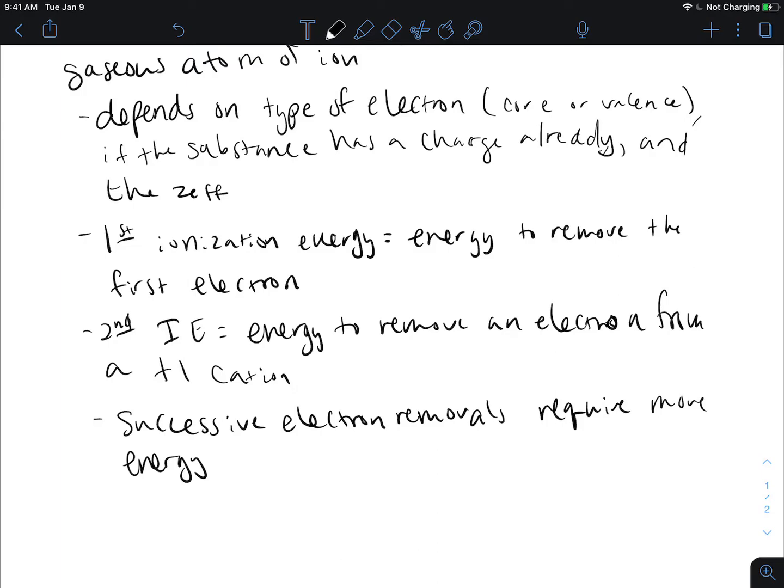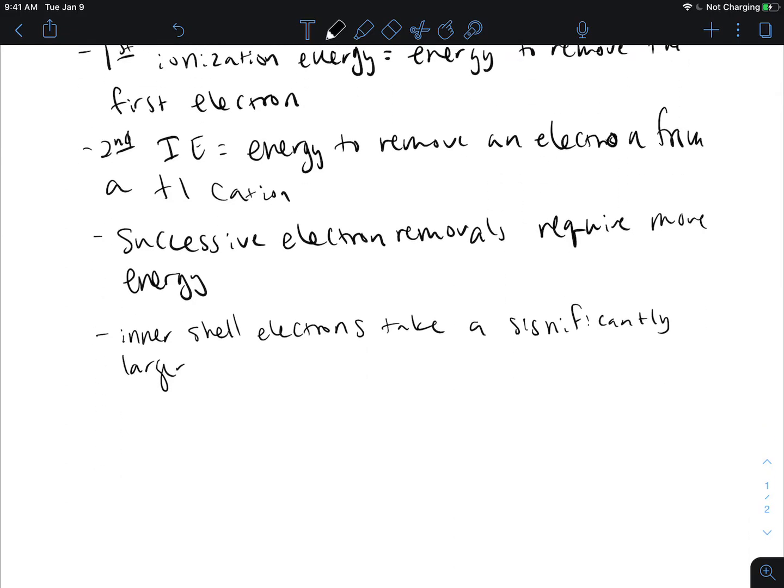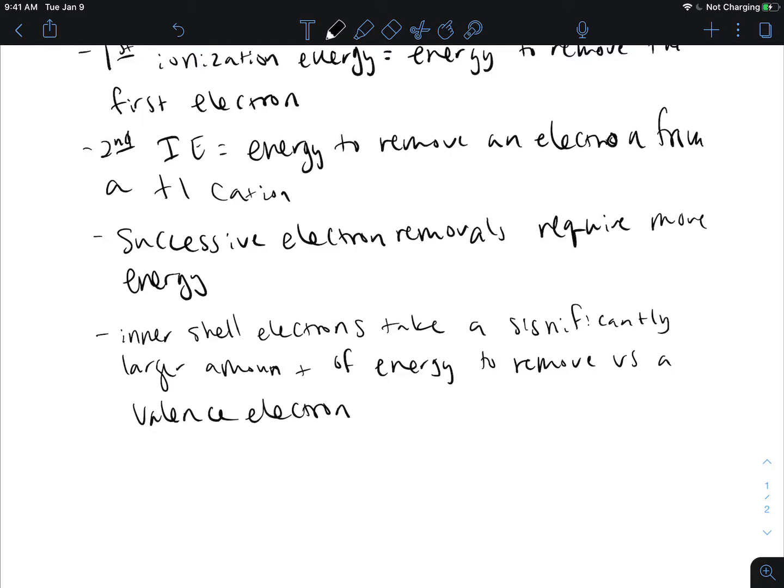And then if you remove a valence electron, the ionization energy is not going to be that significant. But if you try and remove an inner shell electron, it goes up significantly. Inner shell electrons, or core electrons, take a significantly larger amount of energy to remove versus a valence electron. So these are just going to be much harder.